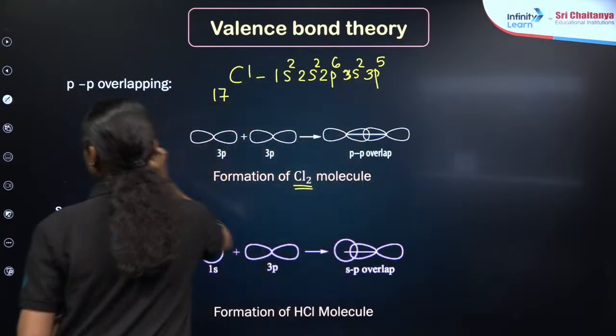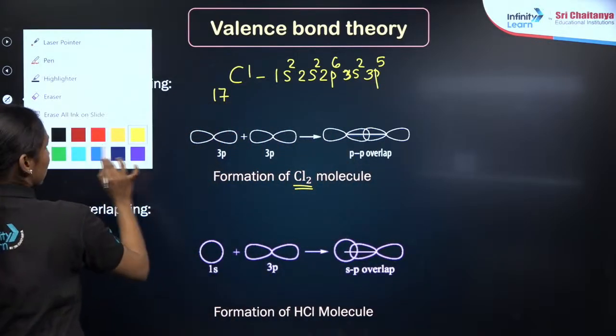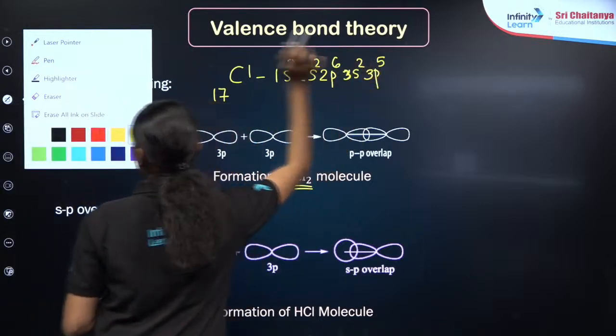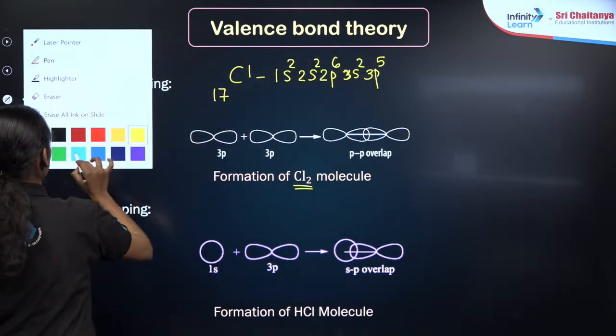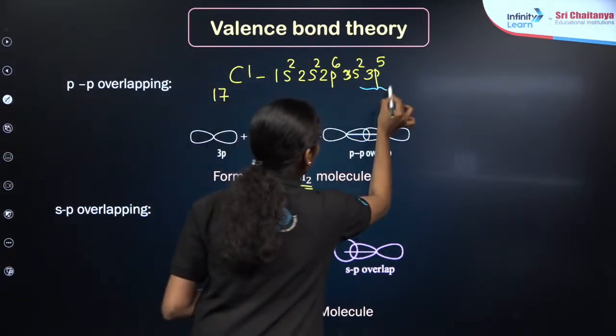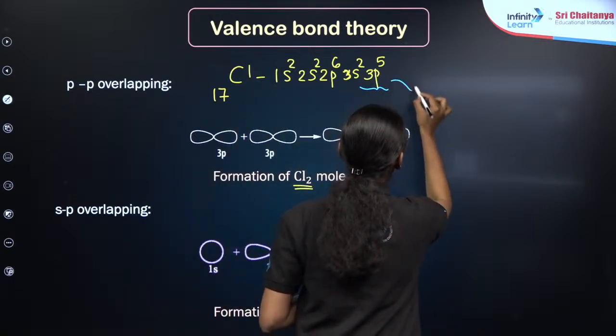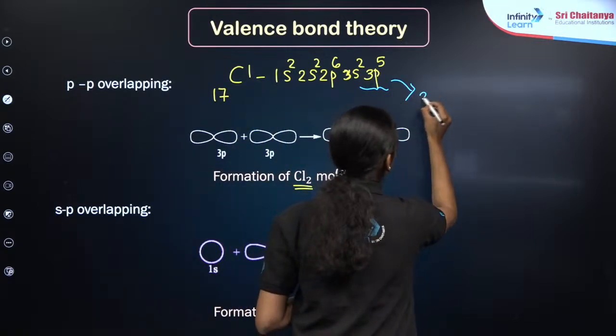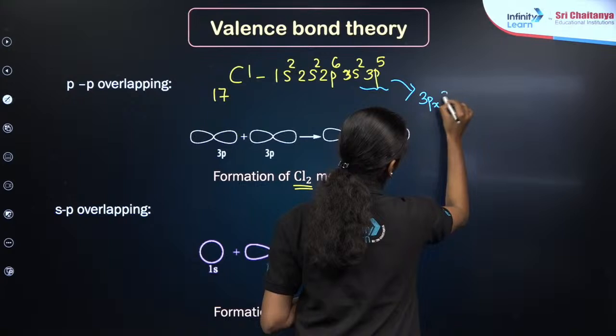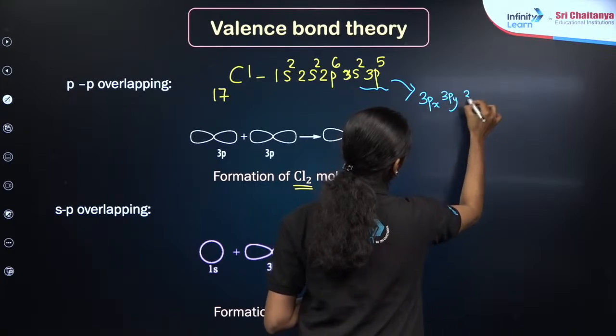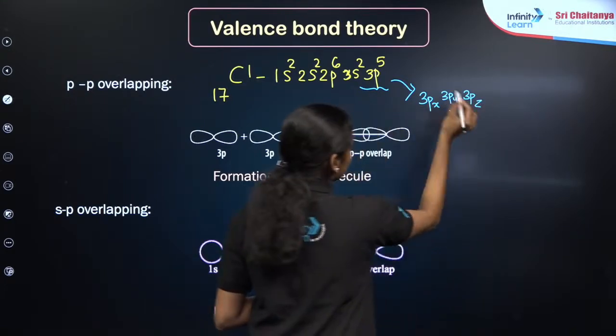This is the electronic configuration of chlorine, right? In the case of the valence shell, if you are considering this one, 3p5. This is the valence shell, it is 3p5. Again, these p orbitals we divide into px, py, pz. So you can write it as 3px, 3py, 3pz.